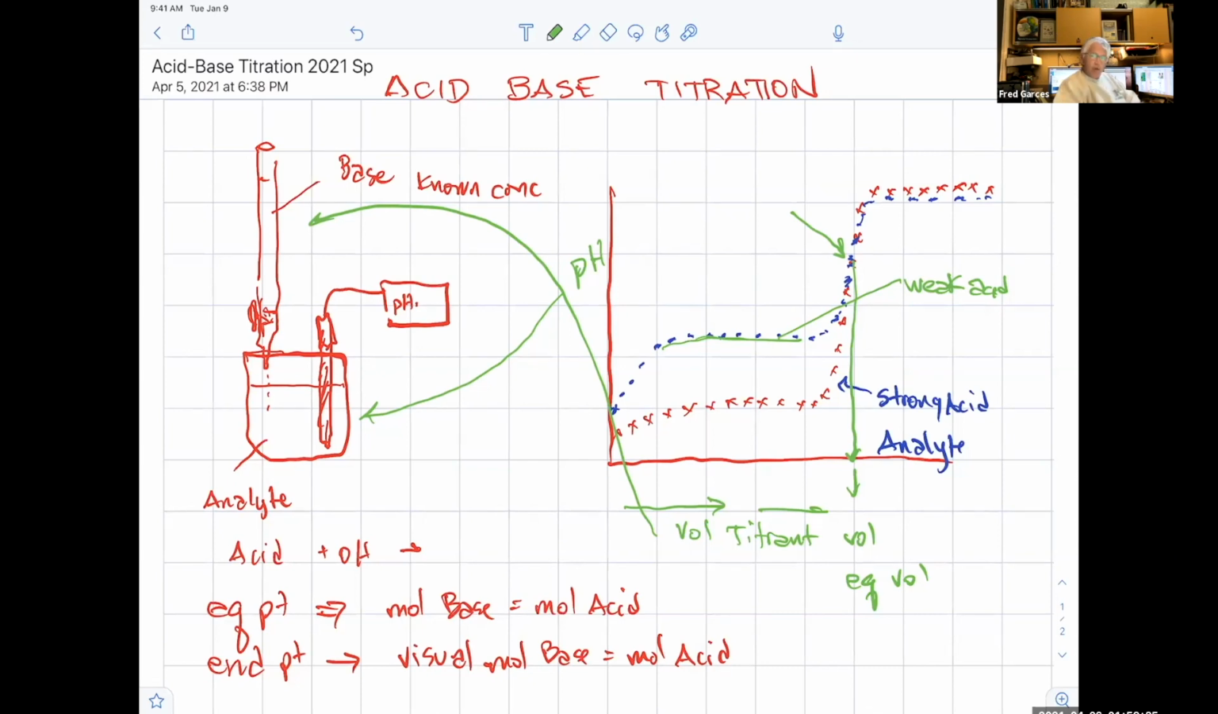Now the solution will reach the equivalence point where the moles of your acid is equal to the moles of the base that you've added. And then after that, the majority of the chemical is going to be your titrant. So the solution is going to be basic. And that's what you see right here, okay?